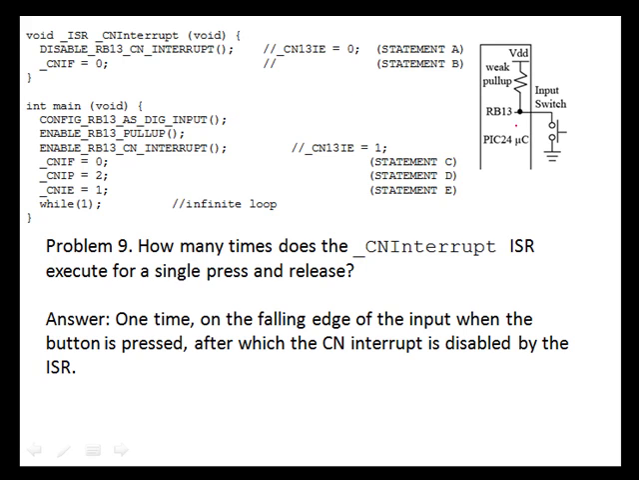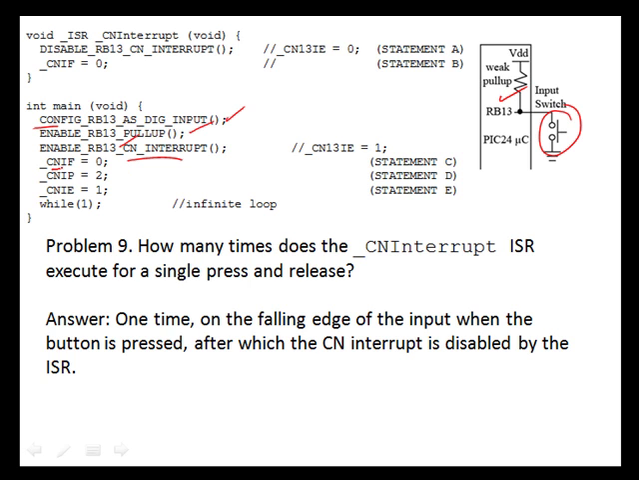So the setup for this problem is that we have a push button switch on RB13 with the weak pull-up enabled. So in main, we're going to configure RB13 as a digital input. We'll enable the weak pull-up on RB13. We'll enable the individual change notification interrupt on pin RB13.